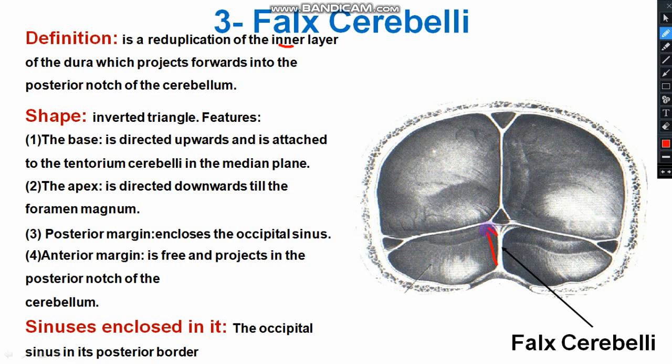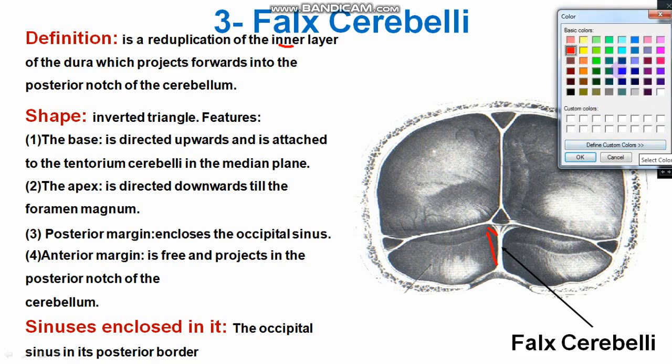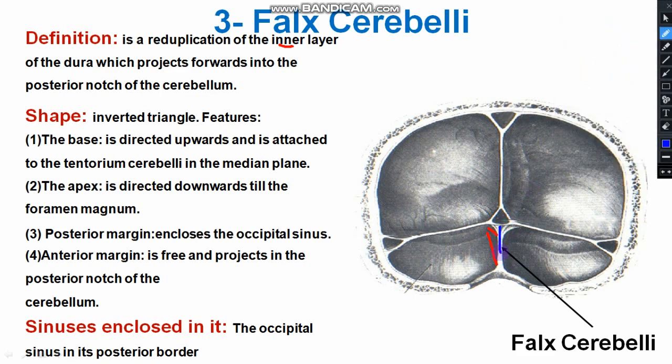This is a tentative imaginary diagram. Here I have drawn with the red color. Anterior margin is free and projects in the posterior notch of the cerebellum. Now the sinus enclosed in it is the occipital sinus. Make it with a blue color. Occipital sinus.